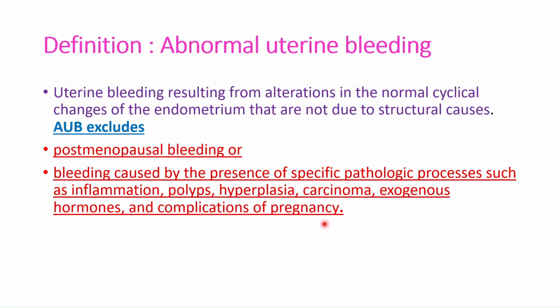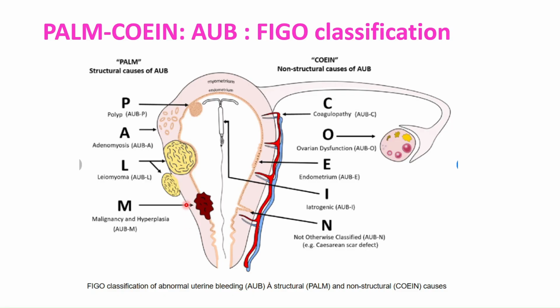So, by definition, uterine bleeding resulting from alteration in the normal cyclical changes of the endometrium that are not due to structural causes is included in abnormal uterine bleeding, and it excludes postmenopausal bleeding or bleeding caused by the presence of specific pathological processes such as inflammation, polyp, hyperplasia, malignancy, exogenous hormones, and complications of pregnancy.